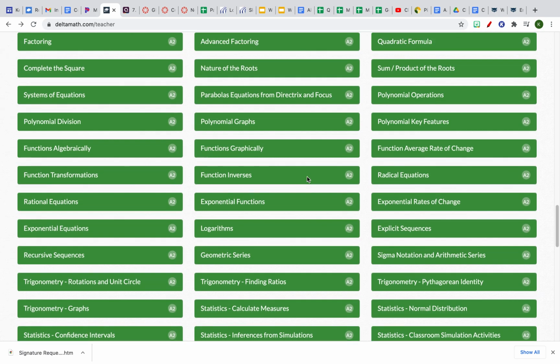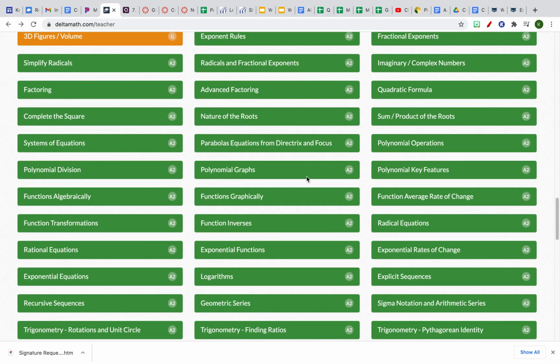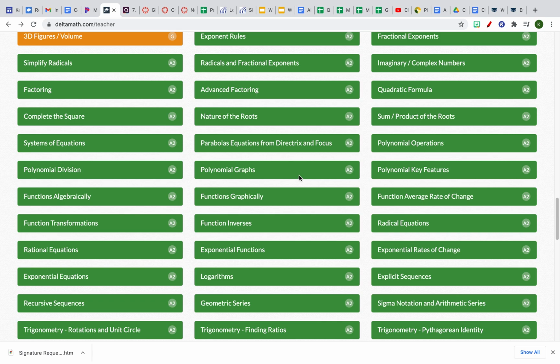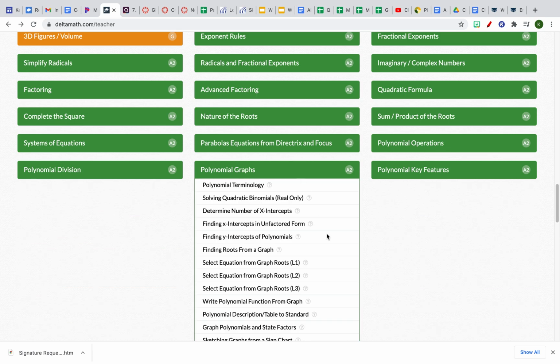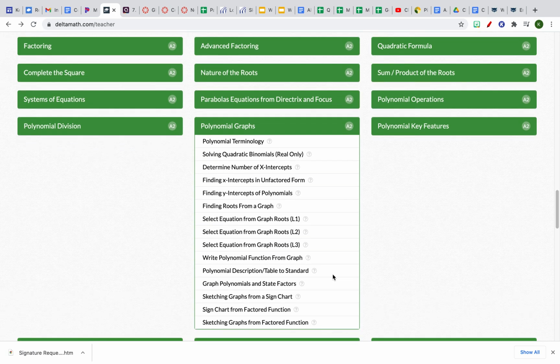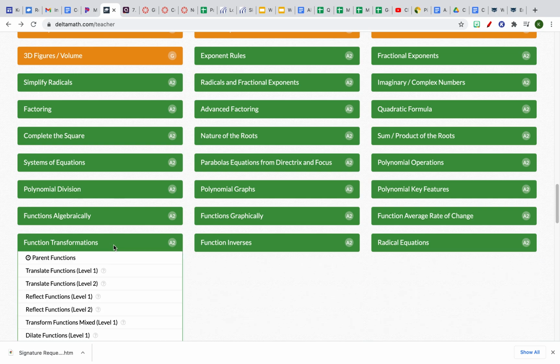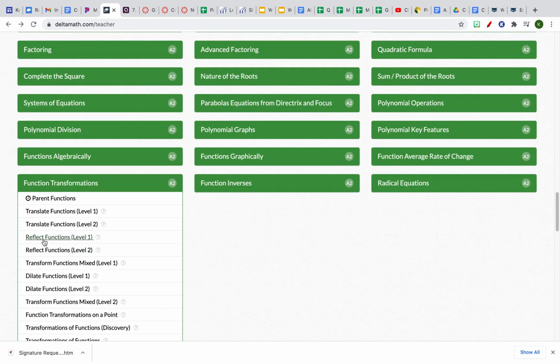There it is. Sorry, finding all the skills is not the easiest thing always. Not polynomial graphs. Function, there it is. Now we're going to reflect.